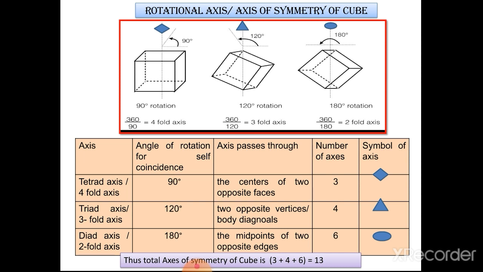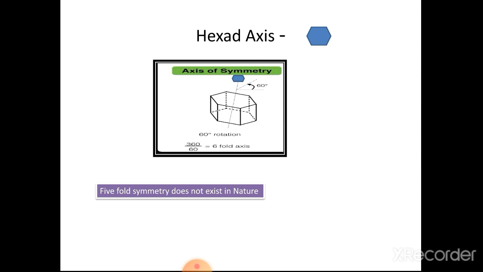Now in nature, apart from the cube, there are a number of crystals which also show different types of symmetry. For example, if we consider a hexagonal type of crystal, then it has a hexad axis. What it means is that after each rotation of 60 degrees, the concerned crystal shows congruence and achieves the self-congruent position. Again, one important thing to note is that all crystals which are naturally grown don't possess fivefold symmetry. So all this is about the rotational axes of symmetry.